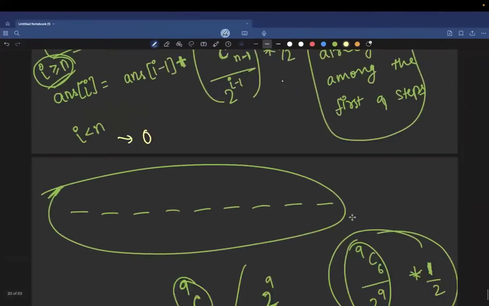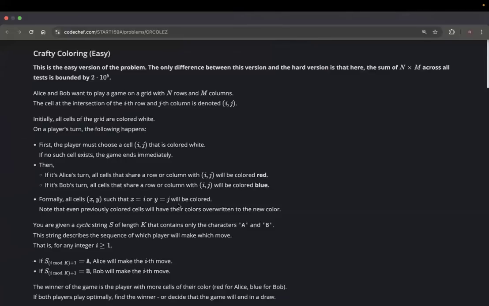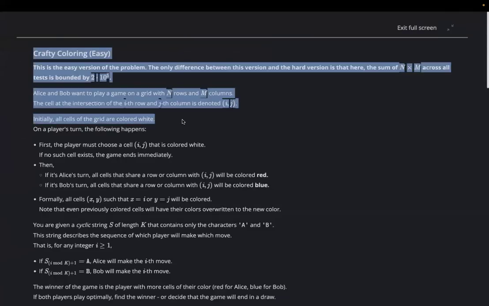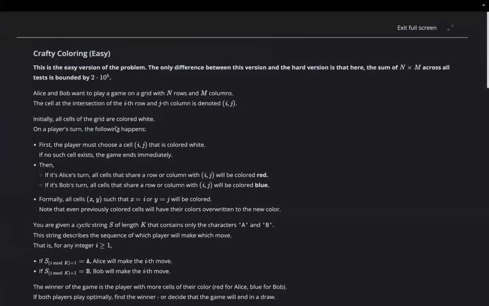So let's move on to the next problem. Crafty Coloring Easy. So this is the easier version of the problem, Crafty Coloring.